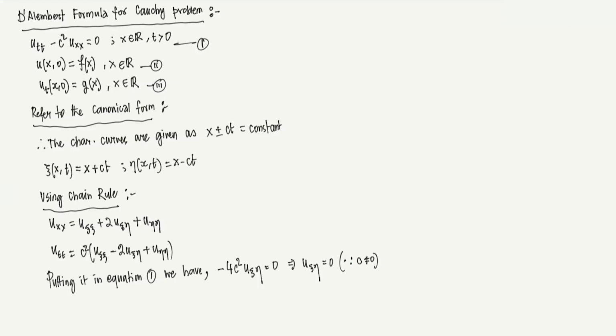Clear? Okay. So what do you have? u_xi eta equals 0. This is the canonical form. This is the first canonical form. Of course, this is also in canonical form. See, 1 is the second canonical form of a hyperbolic equation. Canonical form of a hyperbolic equation.